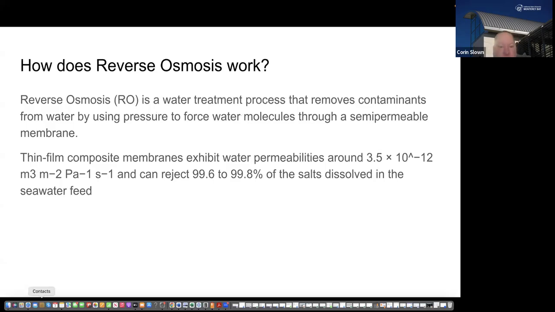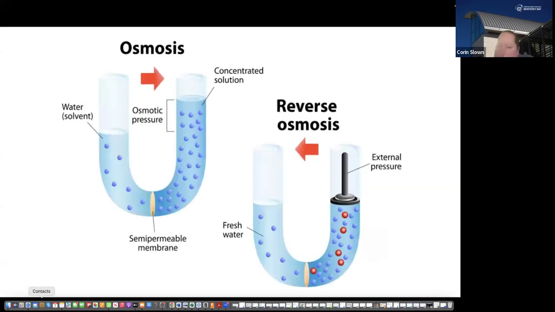So there are multiple countries that are doing desalination. So how does the reverse osmosis work? So this water treatment process removes contaminants from the water using pressure to force the water through a semi-permeable membrane. The membranes have water permeabilities that range, and they actually are highly effective. They can reject 99.6 to 99.8% of the salts that are dissolved in the seawater feed, and that's a really important thing to notice.